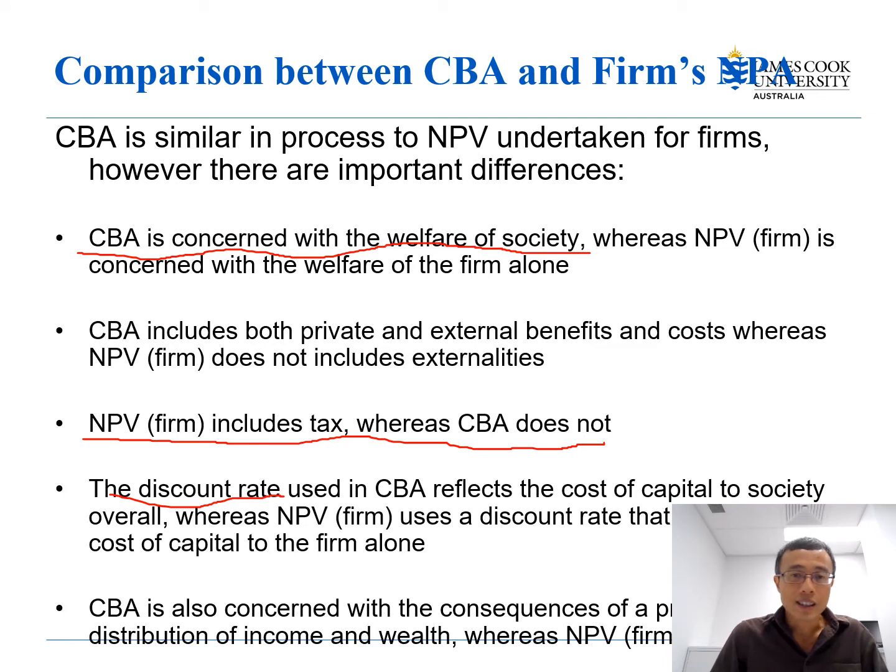CBA is also concerned with the consequences of a project on the distribution of income and wealth. So if a project is a very big project, like a superannuation project, then it certainly has an income distribution effect on society. And if we conduct a CBA, we should consider this.